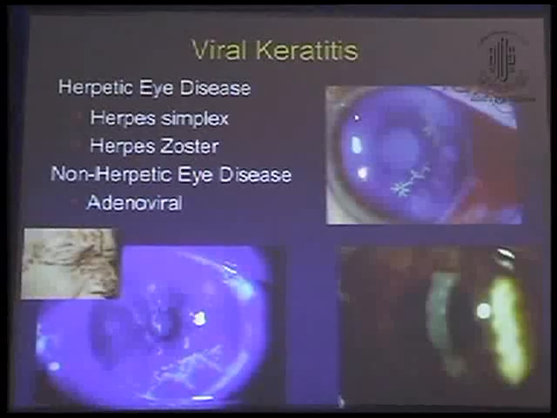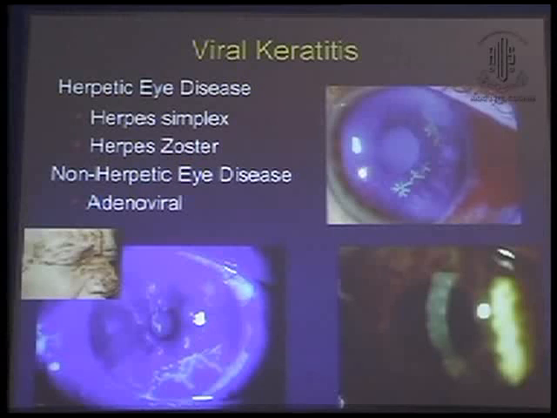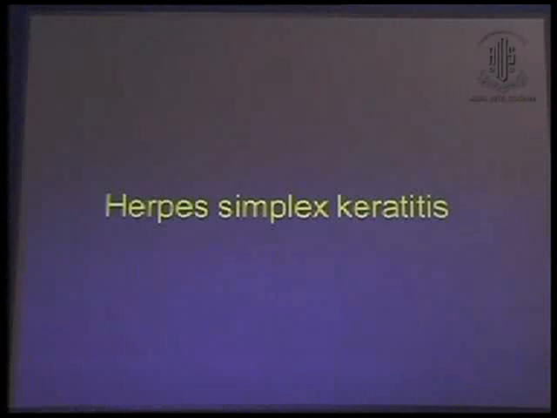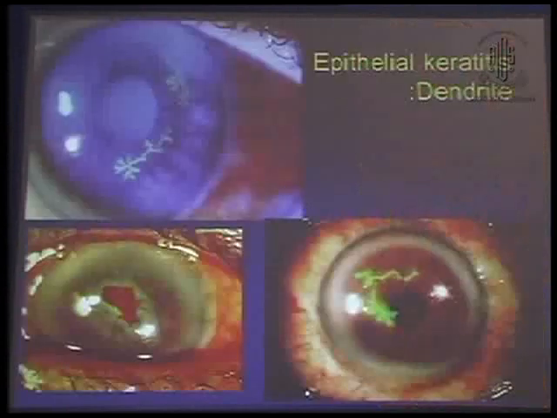This is a case of herpes simplex keratitis. A case of herpes zoster keratitis, which is associated with the dermatology lesions, and a case of adenoviral keratoconjunctivitis. Coming to the herpes simplex keratitis, it could be primary ocular herpes confined to the epithelium associated with blepharoconjunctivitis and lymphadenopathy, or it could be recurrent ocular herpes, which could be infectious, epithelial, stromal. You see the second picture, and the endothelial, the third picture on the bottom. Apart from this, there could be also neurotrophic keratopathy.